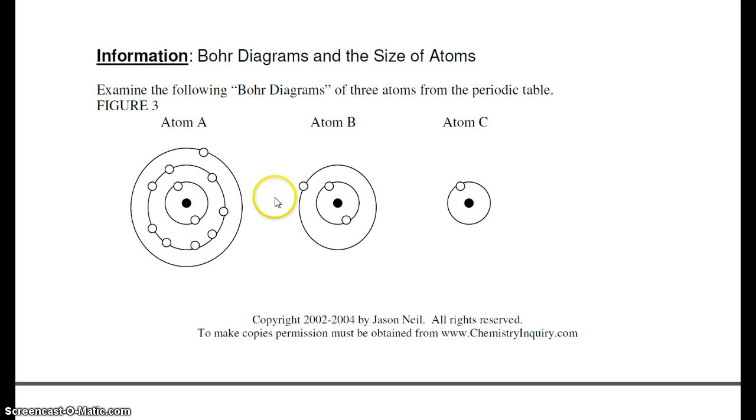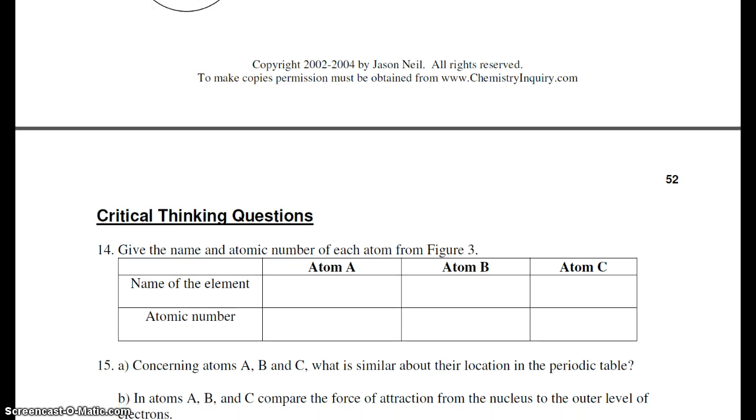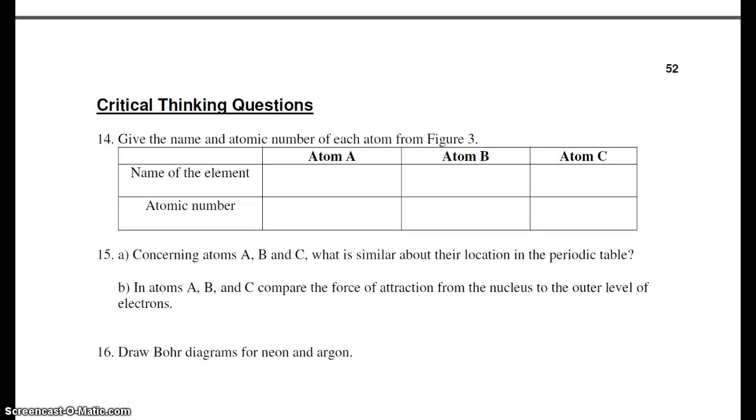And you've got 3 different atoms, 3 different sizes. Atom C is obviously a lot smaller than atom A. And these little circles here represent electrons. So atom C has 1 electron, atom B has 3 electrons, and atom A has 11 electrons. So we have examined the diagrams, so let's move on. And now we have some questions about those diagrams.